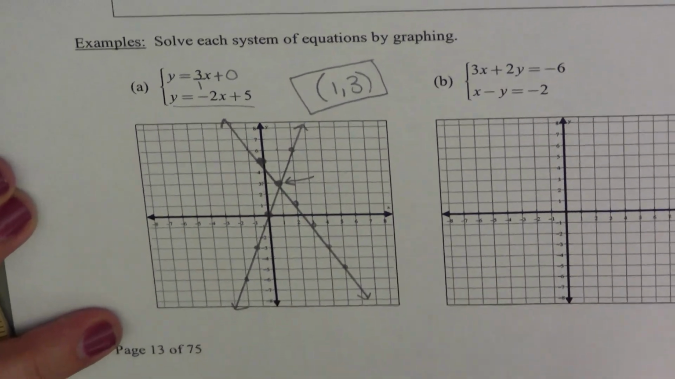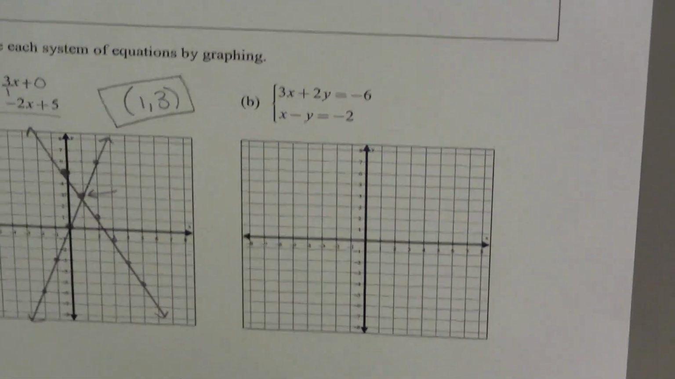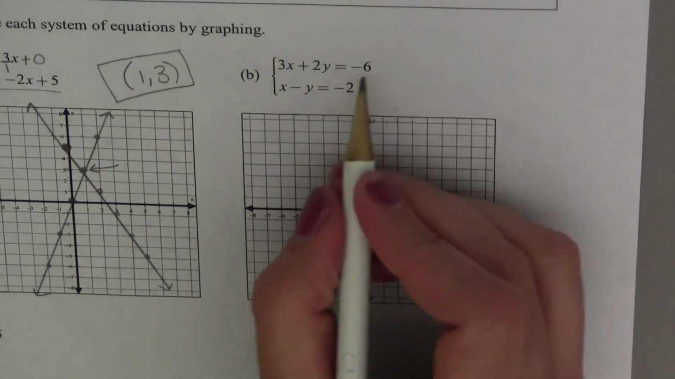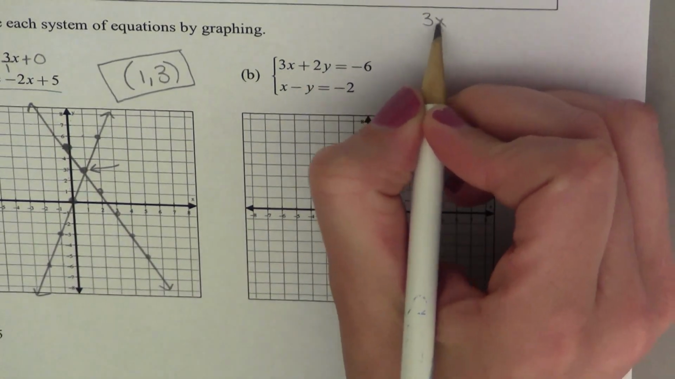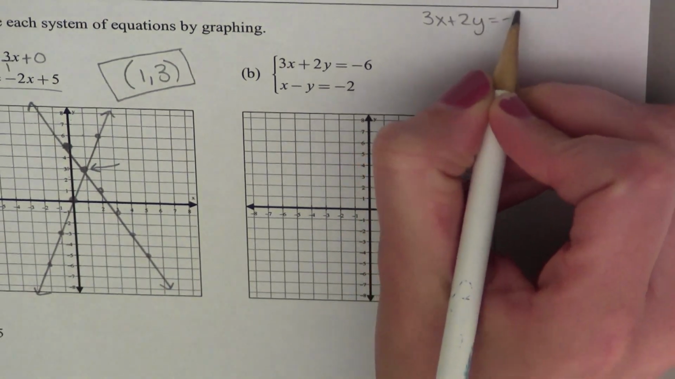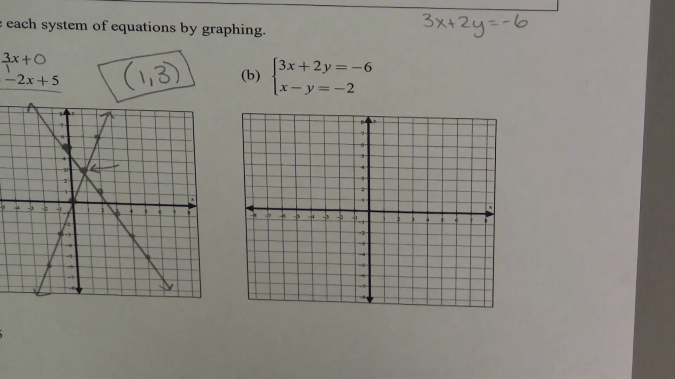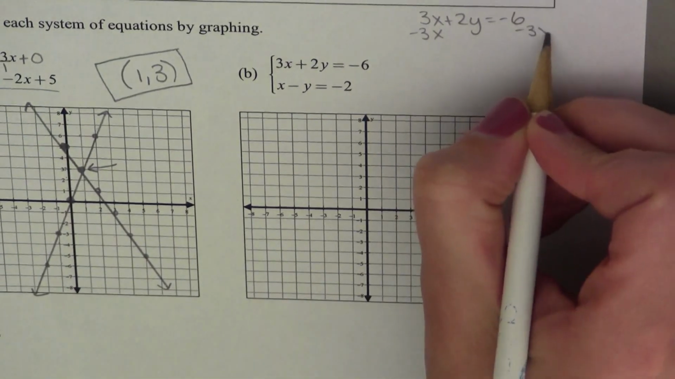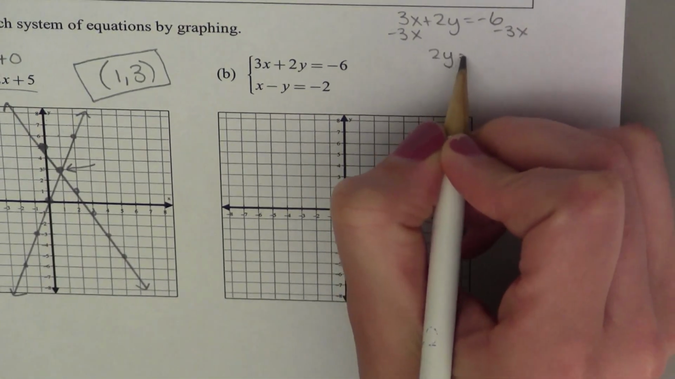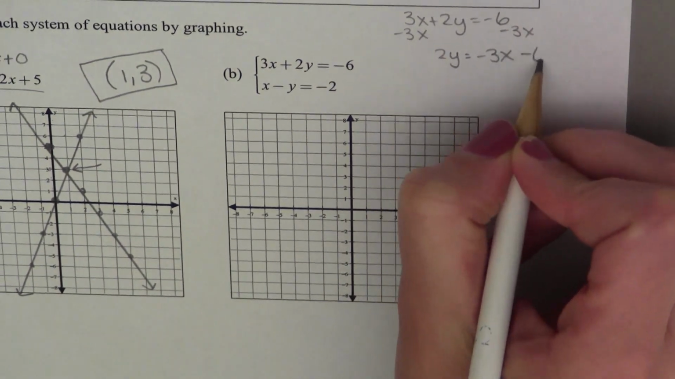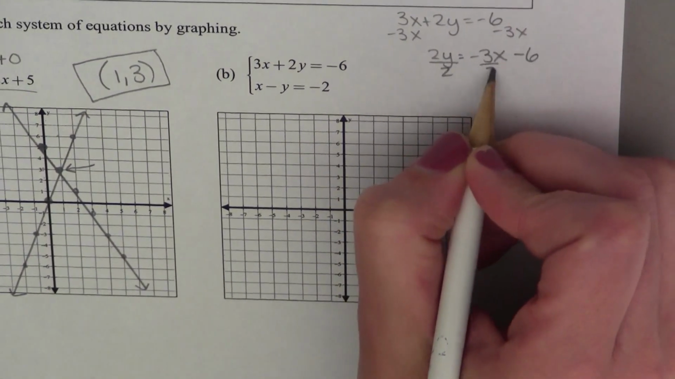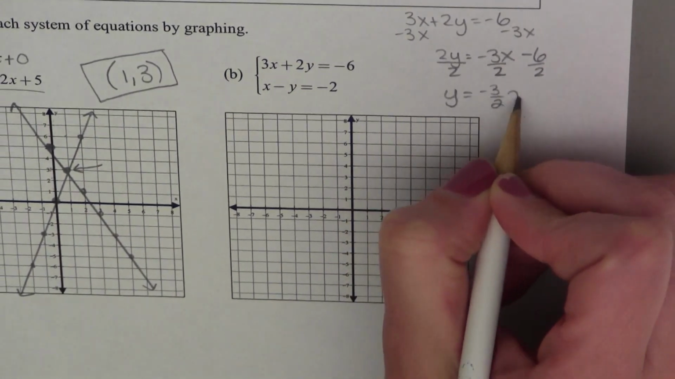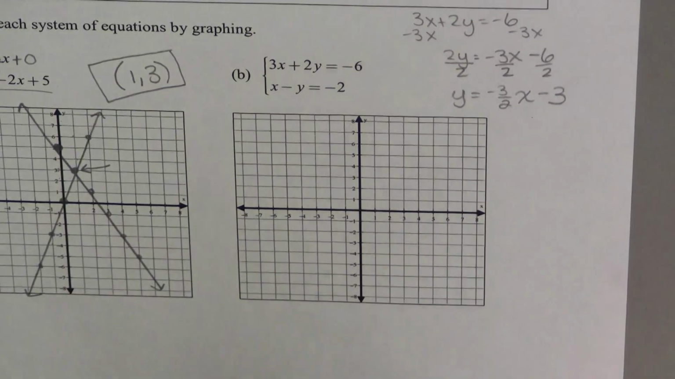So our next example, example B, is a little more difficult because before we can graph them, we're going to need to go ahead and get y alone. So I'm going to look at this top equation, my 3x plus 2y equals -6. Before I can graph that, I'm going to want to get it into slope-intercept form, so work to get y alone. Subtract that 3x, 2y equals -3x minus 6. Divide by 2, still working to get that y alone. Y equals -3/2 x minus 3.